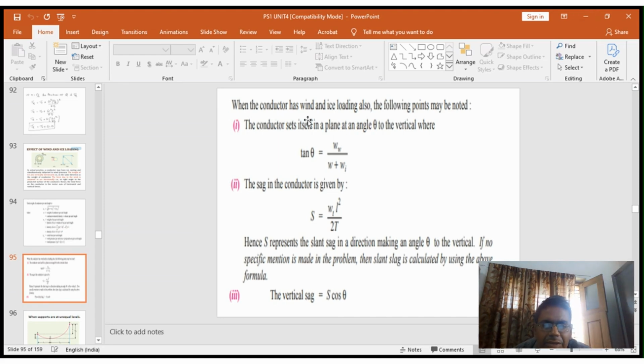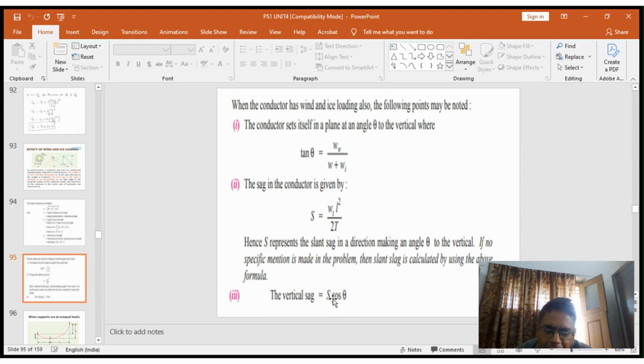When the conductor has wind and ice loading, the conductor sets itself in a plane at an angle theta to the vertical plane. The sag is S equal to W into L square by 8T, and the vertical sag is S cos theta. From the phasor diagram, tan theta is equal to Ww divided by (W plus Wi).